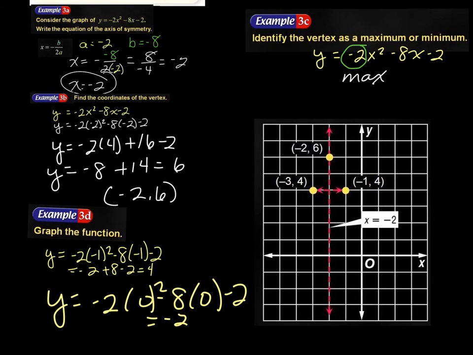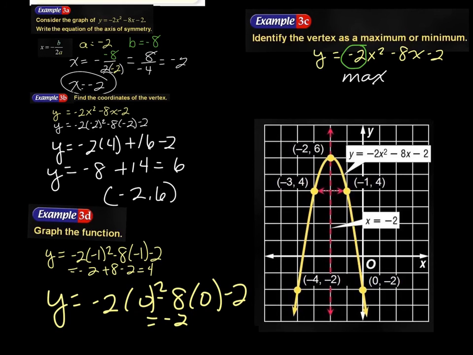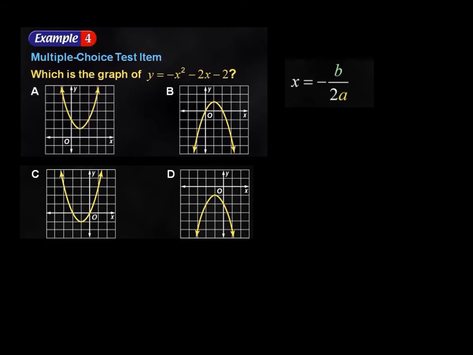So from here on out, I'm going to get 2 points for the price of 1. What a deal. So all that's left to do is draw a nice smooth curve, connect the points, and my parabola opens down.